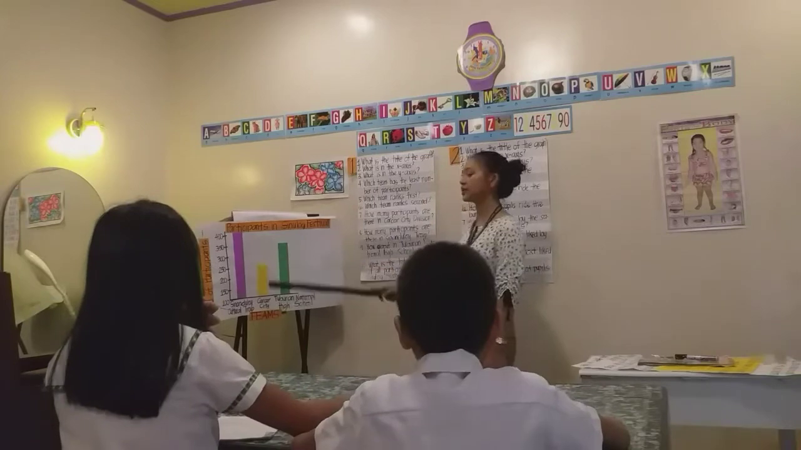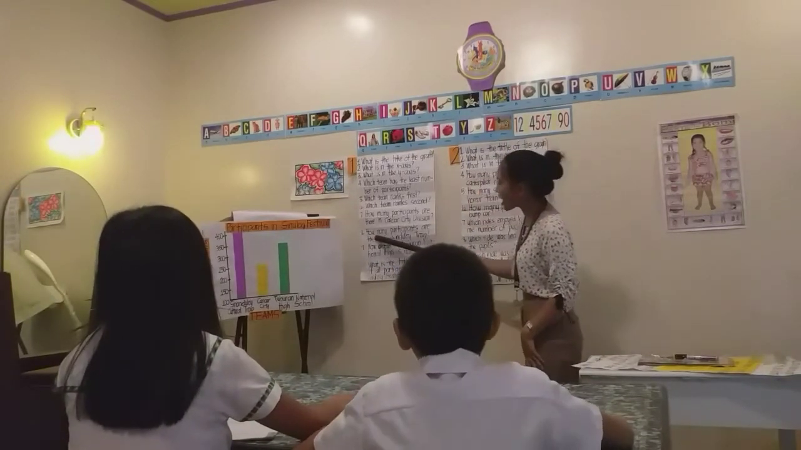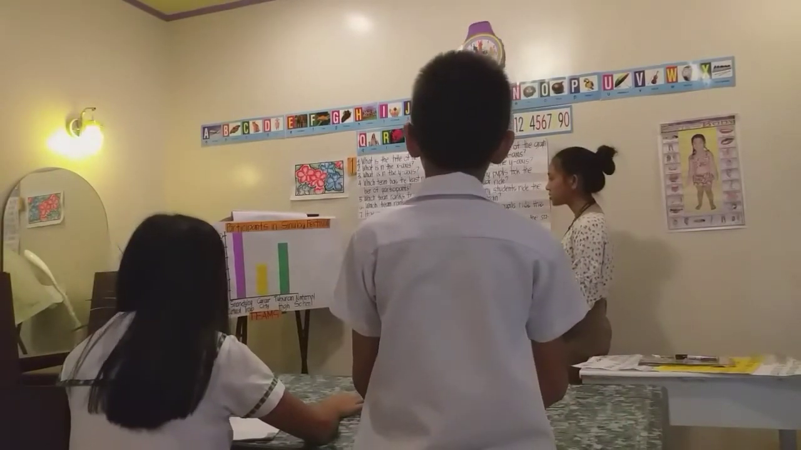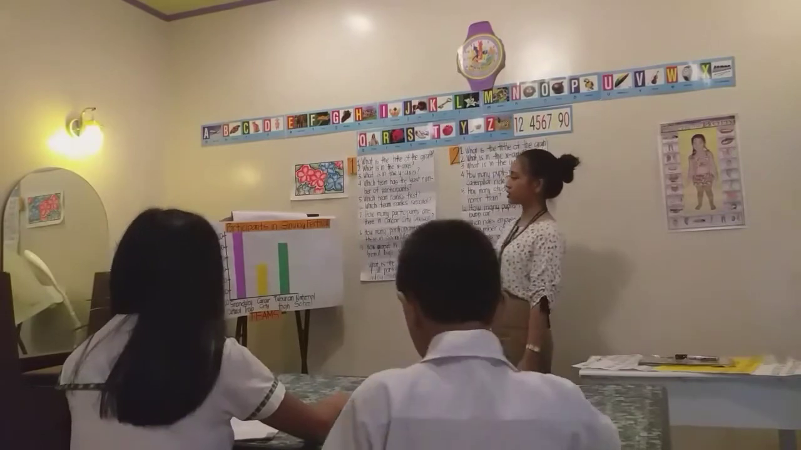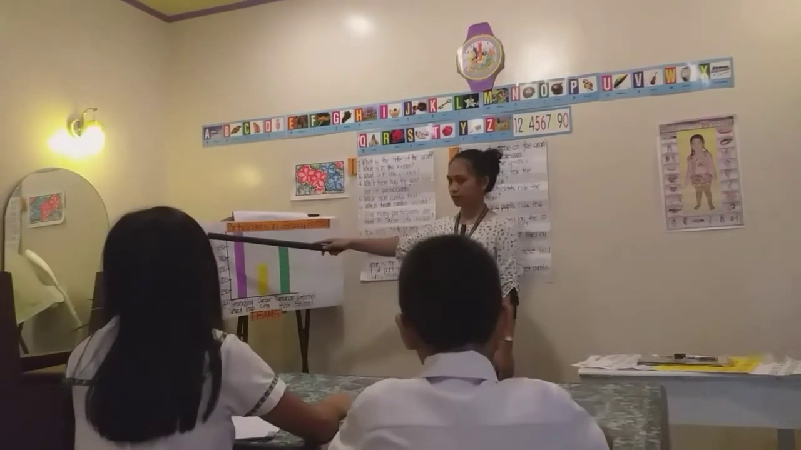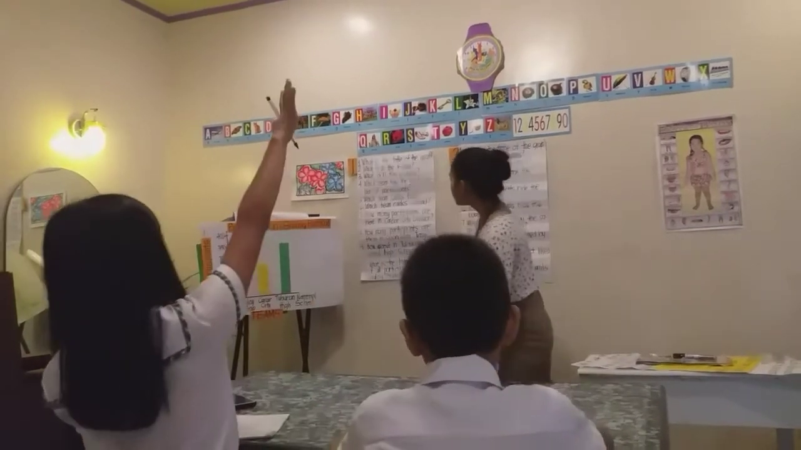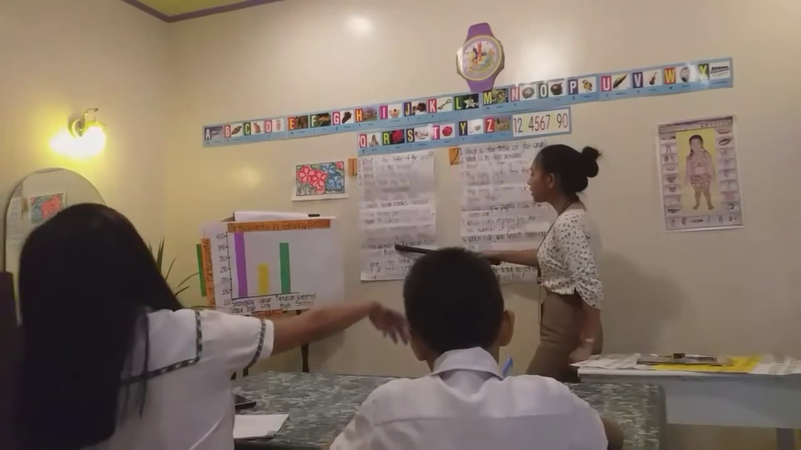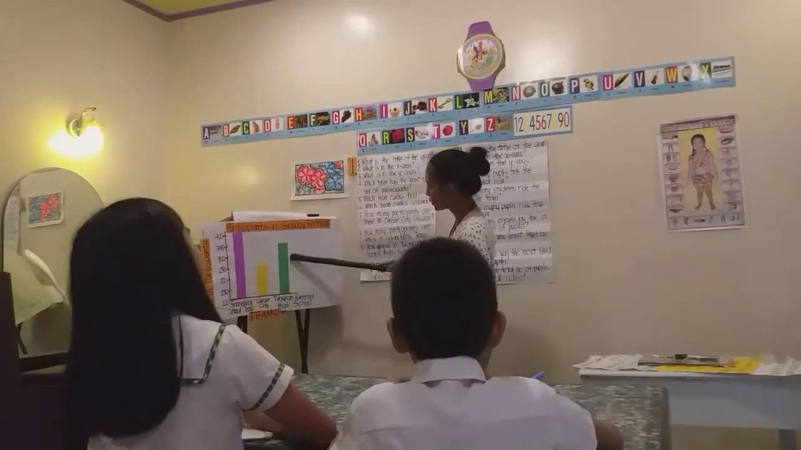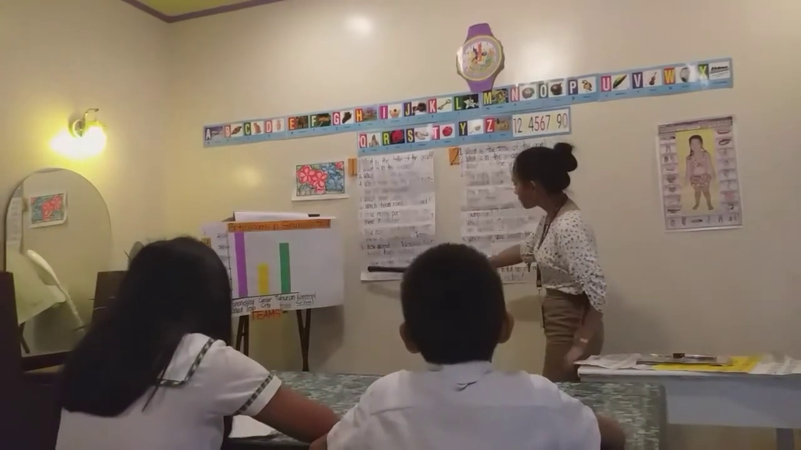250. Okay, 250 participants. Number 8. How many participants are there in Sinandoloy troop? Okay, 400. Number 9. How about in Tuburan National High School? 350. Okay, 350. Number 10.